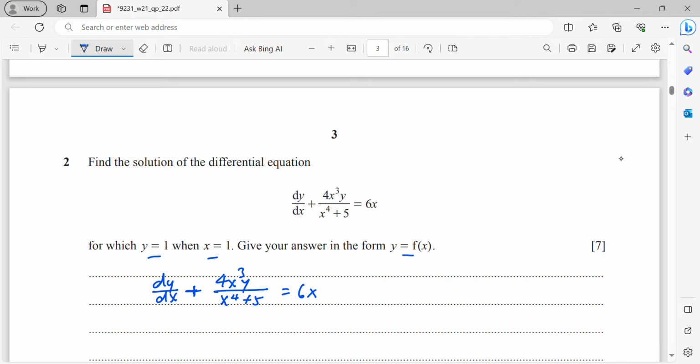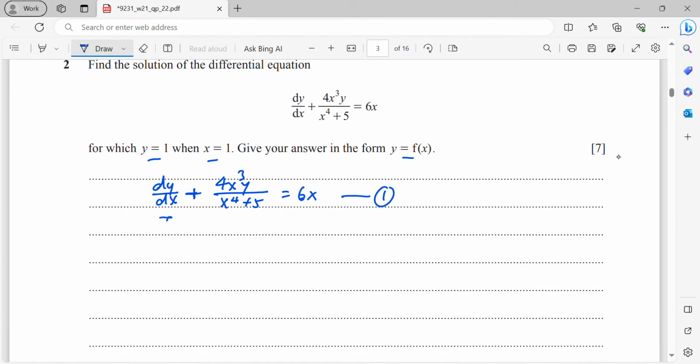Therefore the only method is by integrating factor. So I will let this be the first equation. Now my integrating factor, which is the I, or probably I rewrite this first, because for the integrating factor you must get dy/dx plus y times a function. So now I rearrange: dy/dx plus y times 4x cubed over x to the power 4 plus 5 equals 6x. This is my first equation.